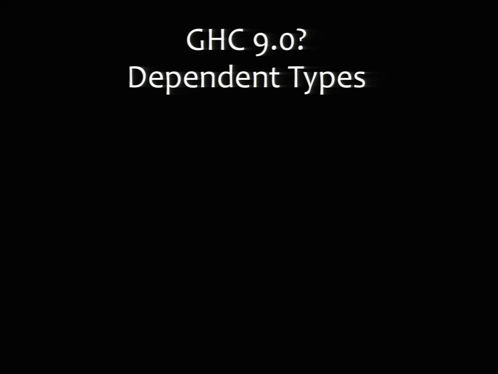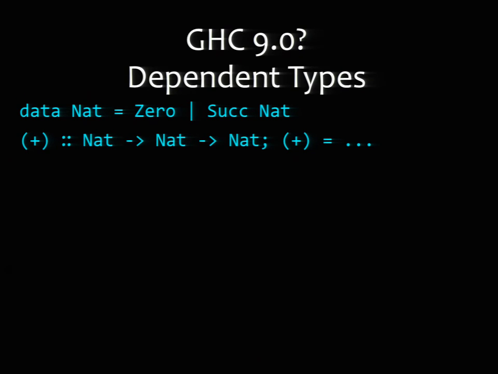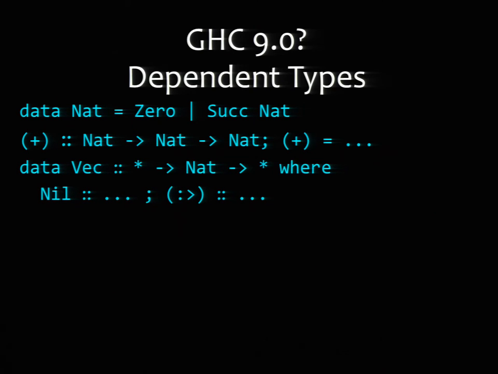Okay, so GHC, some other version. I've heard it suggested that we take the Firefox model and do a lot of major version bumps, so it might be 9.0. We'll have full dependent types. So if we have our normal unary nats, boring, plus on normal unary nats, notice this is a normal term-level function here. And we have our normal length-indexed vectors on unary nats, also boring.